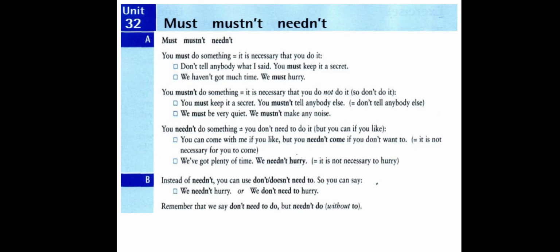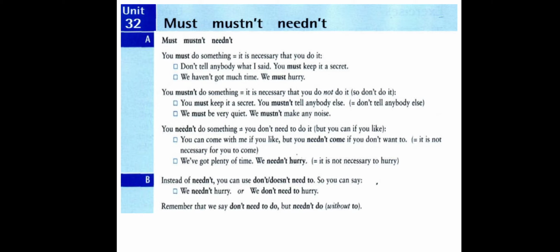Part B. Before part B, let's look at must and needn't. If we look at must and needn't, we find that there is a base form after must. Must is followed by the base form, and needn't and mustn't as well are followed by the base form, the infinitive without to.